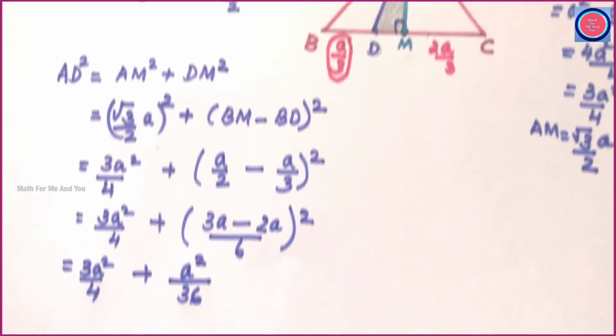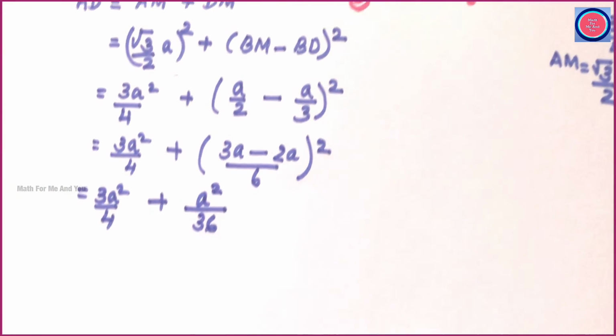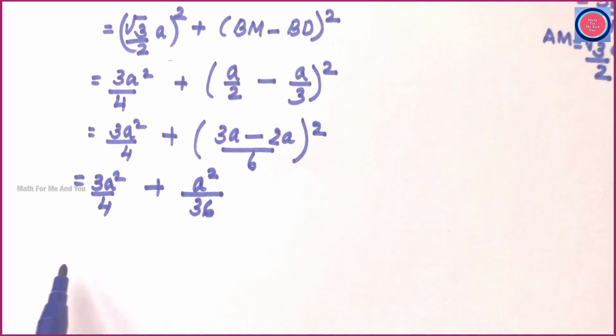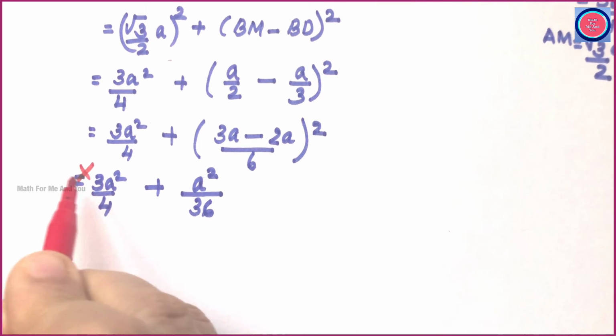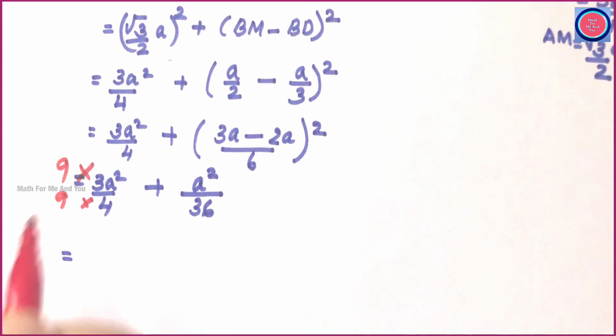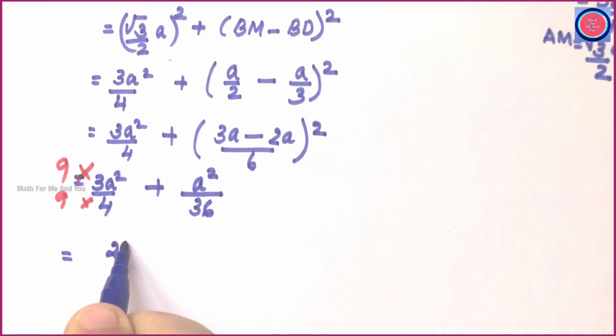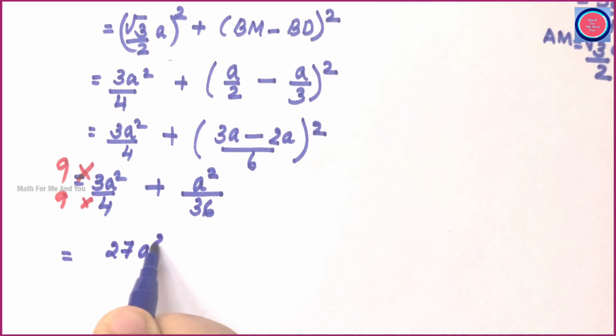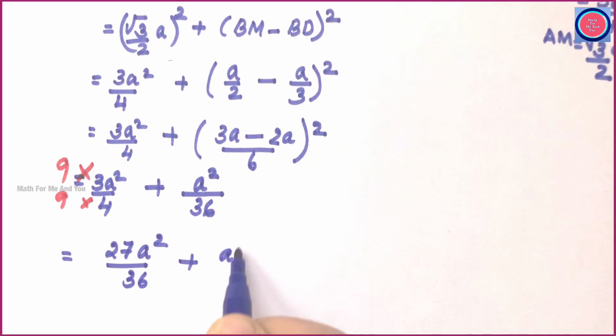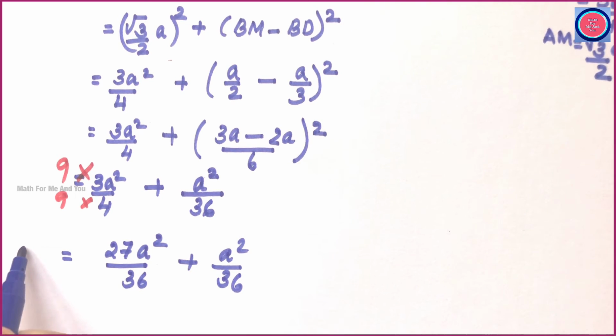The first term denominator 4, the second term denominator 36. We can add these two terms if the denominator is 36. How can we get that? The first term, if we multiply numerator and denominator with 9, see the denominator we get 9 times 4, 36. So we could write 9 times 3A square. It is 27A square. This is numerator for the first term. And the denominator is 9 times 4, 36 plus A square over 36, same as it is. What about the left side? The left side is AD square.